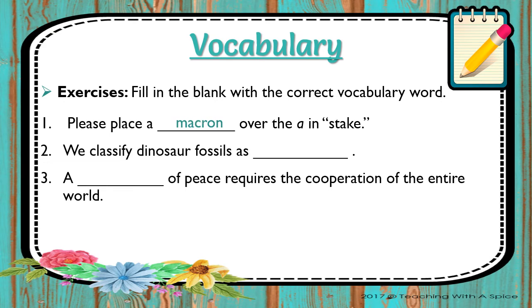All right. Number 1, please place a macron over the A in steak. You want a little line showing that the A in steak is a long vowel sound. Number 2, we classify dinosaur fossils as macrofossils. That one should have been really easy. You had the clue word fossil right there for you. Number 3, a macrocosm of peace requires the cooperation of the entire world. So you have that big group there telling you what you need to do, telling you that that's talking about an entire group, an entire world system there. All right, very, very good.